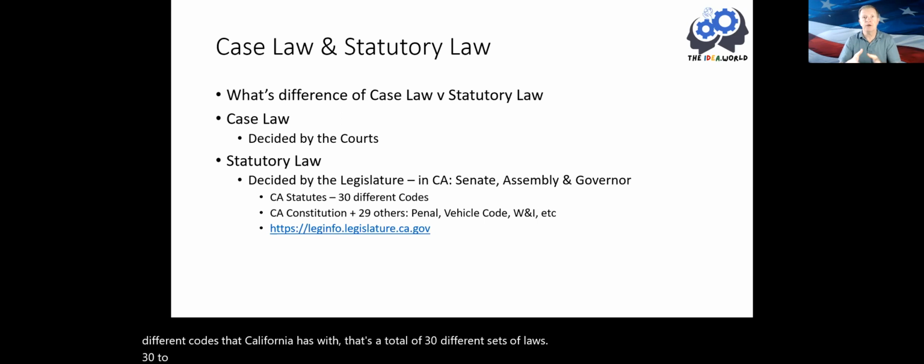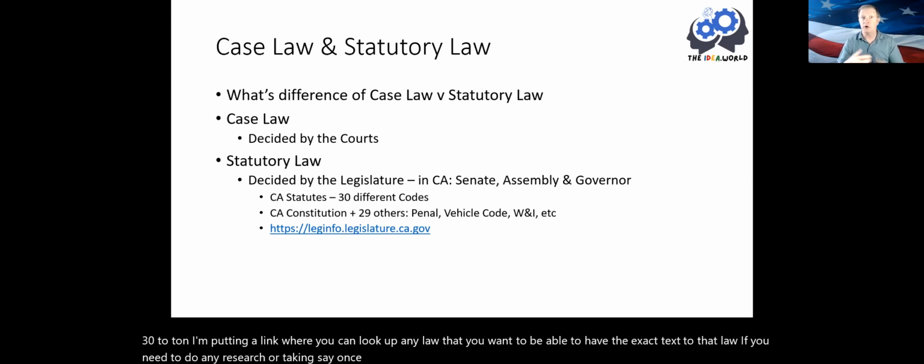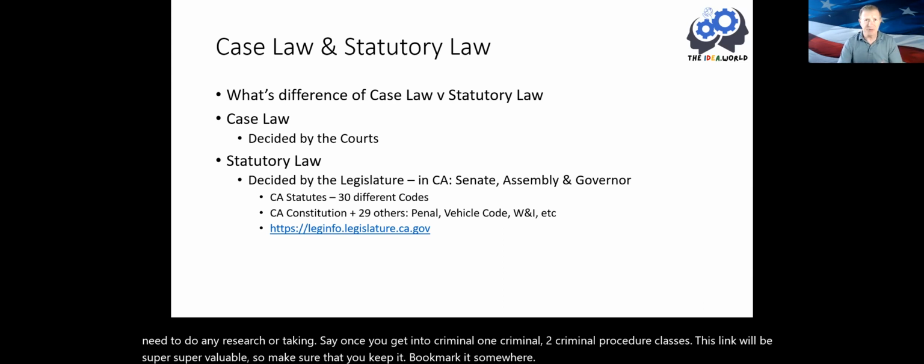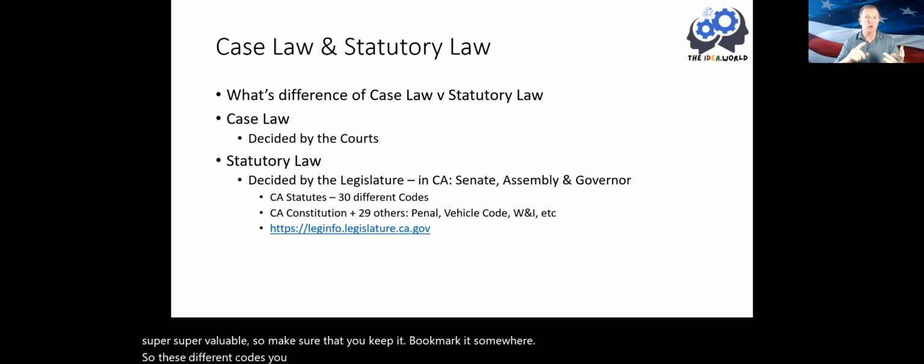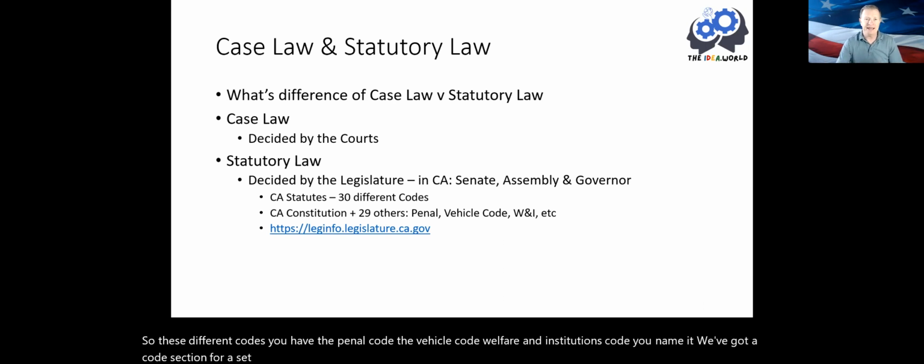I'm putting a link where you can look up any law that you want to be able to have the exact text of that law. If you need to do any research, say, once you get into Criminal Law 1, Criminal Law 2, Criminal Procedure classes, this link will be super, super valuable. So make sure that you bookmark it somewhere. These different codes, you have the Penal Code, the Vehicle Code, Welfare and Institutions Code, you name it, we've got a code section or a set of codes for that. And so that's where you can go and find out the actual wording of a particular code.